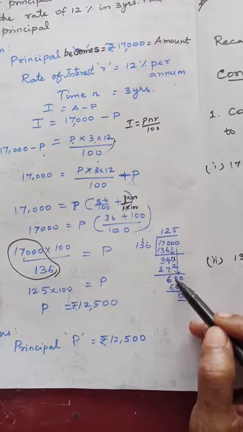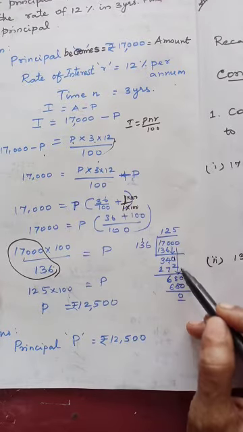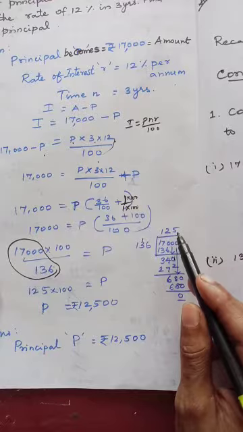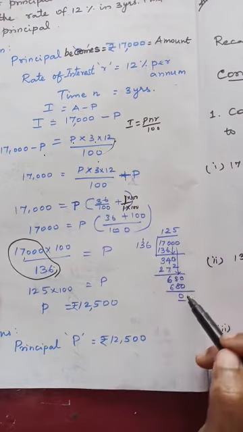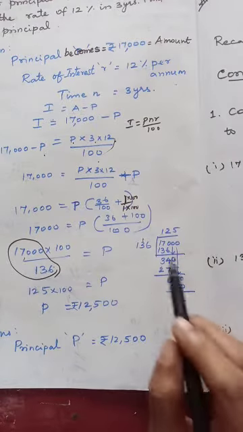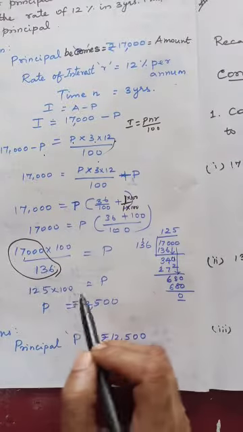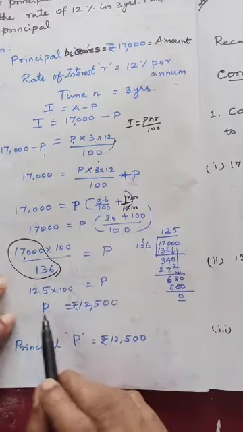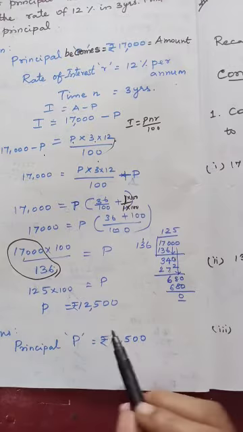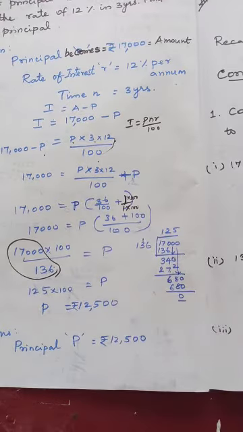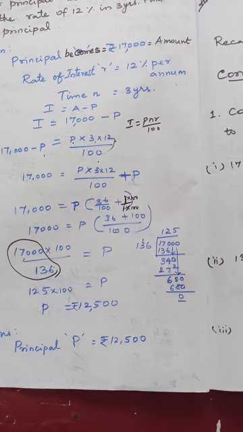Okay. Now you subtract. Here 6. Then bring down 0. 680. 5 times 136 is 680. 0. So 125 into 100 is equal to P. So principal is equal to rupees 12,500. So answer: P is equal to 12,500 rupees.